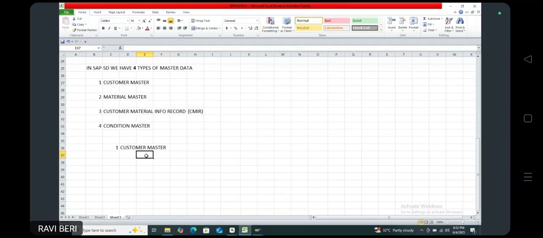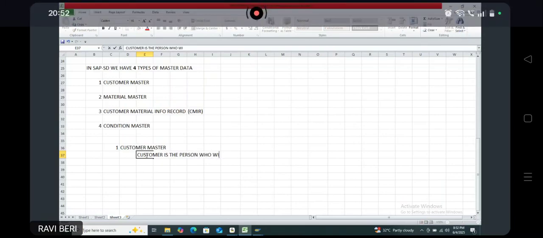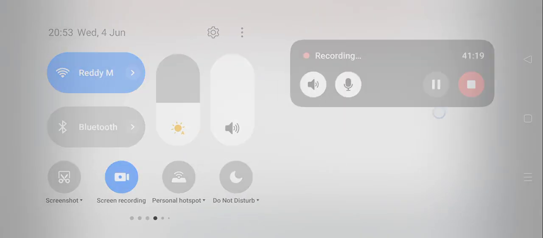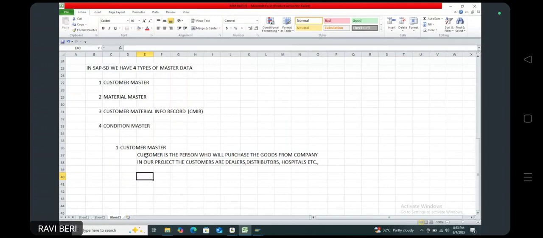Customer is the person who will purchase the goods from company: dealer, distributor, hospitals. For example, Apollo Hospitals, we have to maintain Apollo Hospitals information in our SAP system. So that we call one customer master. Every customer details you have to maintain in your SAP system.